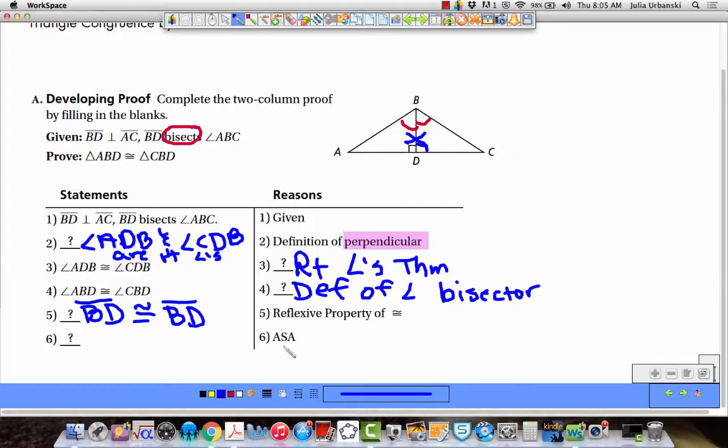And the last one, the reason says ASA. ASA is about triangles being congruent. So on the left-hand side, you have to show which triangles are congruent, and they already told us what to write. Triangle ABD is congruent to triangle CBD because of the angle side angle that we had right here. Angle side angle, angle side angle.